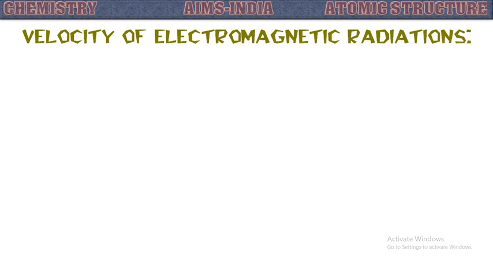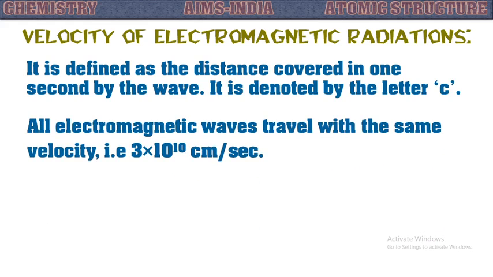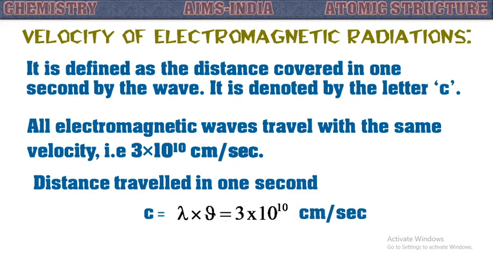Next property, velocity of electromagnetic radiations. It is defined as the distance covered in 1 second by the wave. It is denoted by the symbol c. All the electromagnetic radiations travel with the same velocity, that is 3 into 10 to the power of 10 centimeters per second. The distance traveled in 1 second is equal to 3 into 10 to the power of 10 centimeters.